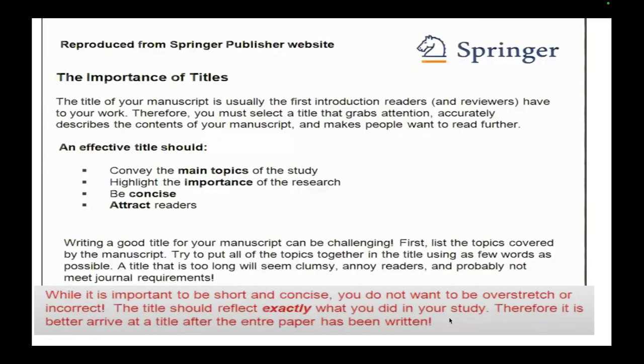While it is important to be short and concise, you do not want to overstretch or be incorrect. It should be exactly what you did in the study. You should not write something extra in the title. You should not claim something extra in the title that is not exactly what you have done in the study. Therefore, it will not be a great title, and reviewers and editors will not accept it because of your title. So you have to be more accurate in your title.